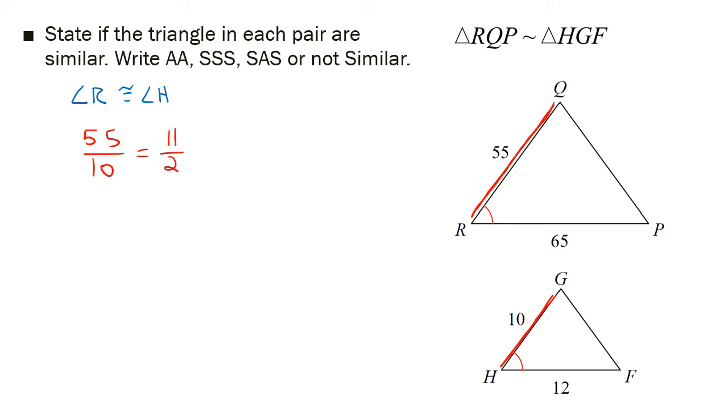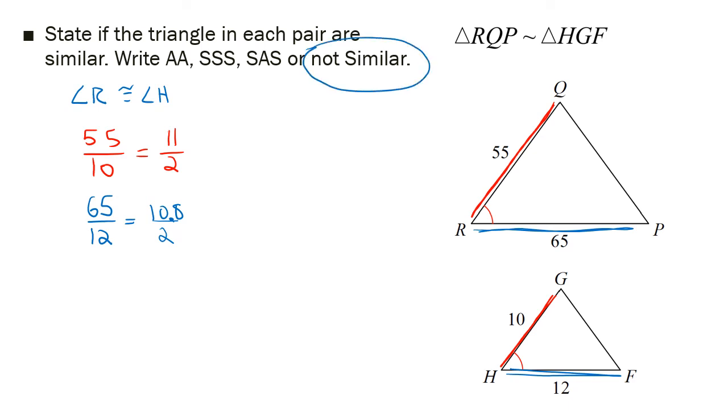When we make our other ratio, we need to get an 11 over 2. So you can see 65 over 12. If I try to reduce the 12 so I would get a 2 in the denominator, I would have to divide by 6. So dividing both sides by 6, 65 divided by 6 is 10.8. So we do not have similarity ratios that are the same for both our sides. Therefore, these two triangles are not similar. These two fractions would need to be the same to make these similar figures.